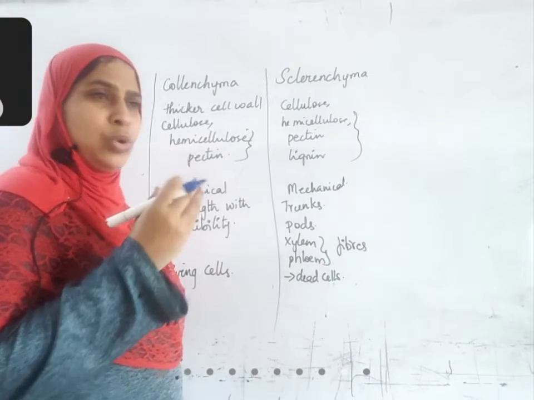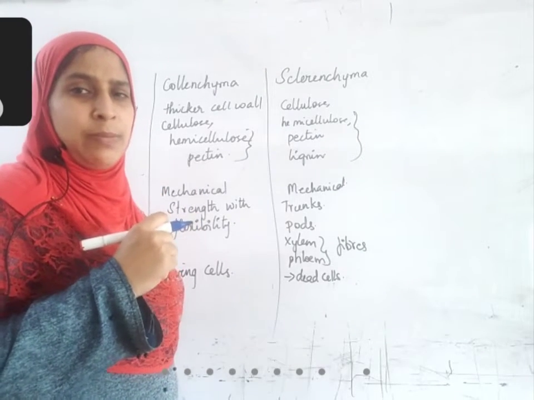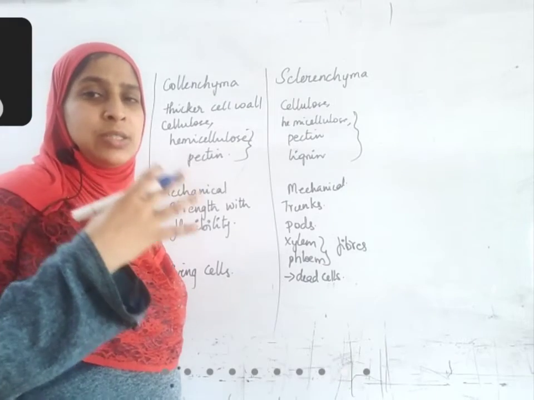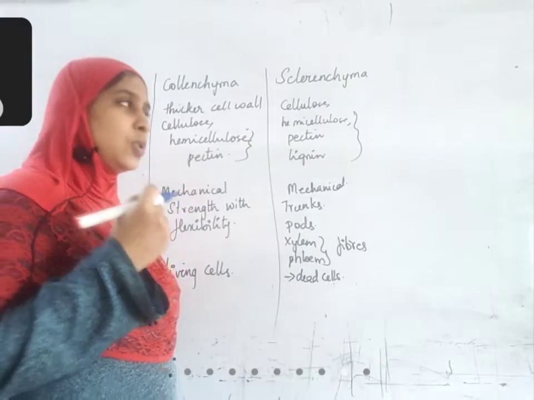So those cells were living. Initially they were living only, but as time advances, they turn into dead cells. Coconut shell is also sclerenchyma.